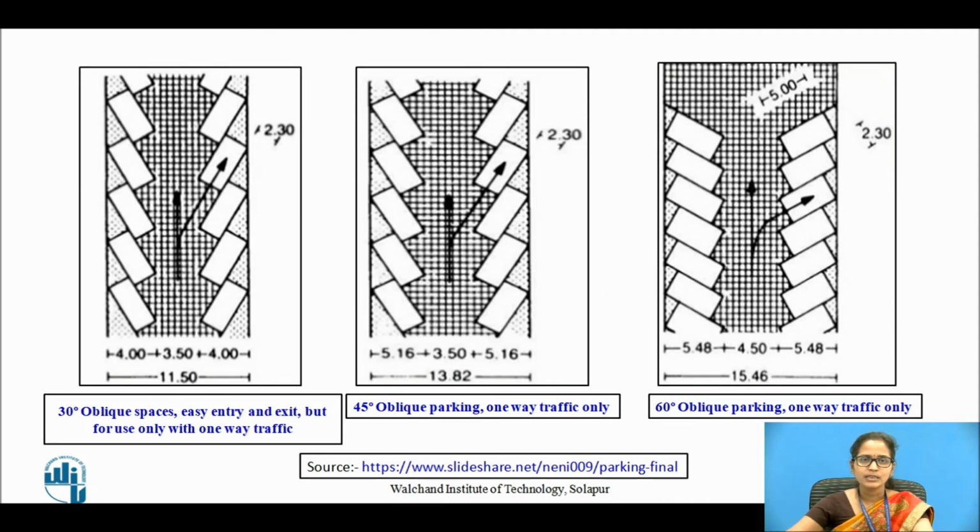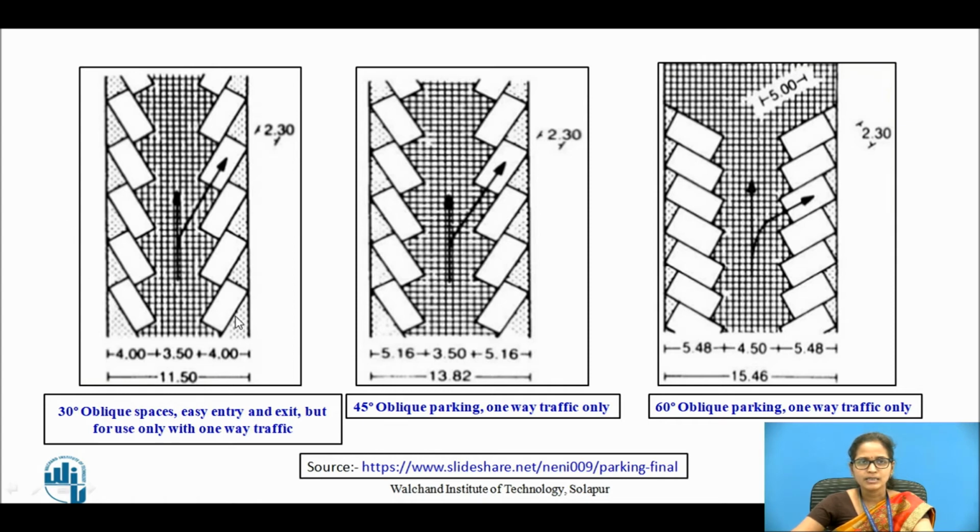So here we are going to see the angled parking, that is when the cars are to be parked at 30 degrees oblique spaces, with easy entry and exit, but for use only with one-way traffic. Here you can see the inclination given to the vehicles will be at an angle of 30 degrees. So when the angle is 30 degrees inclined, the vehicles can be easily parked, and more vehicles can be accommodated in the parking space.